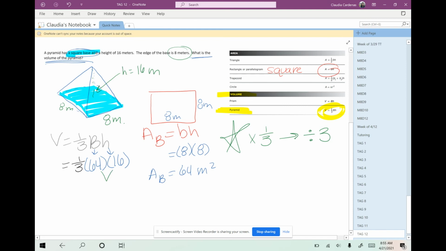I don't necessarily see one right off the top of my head, so I'm going to multiply 64 times 16 first.